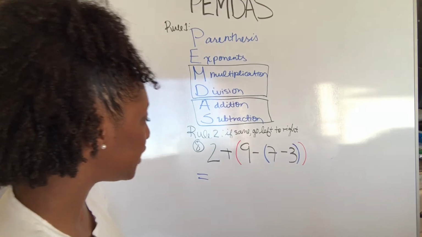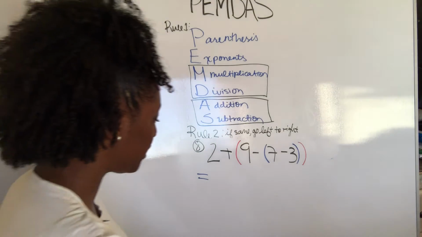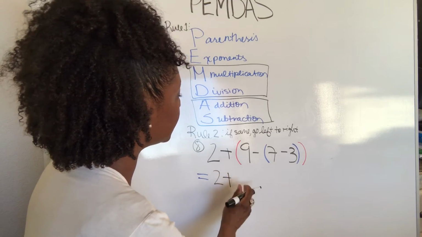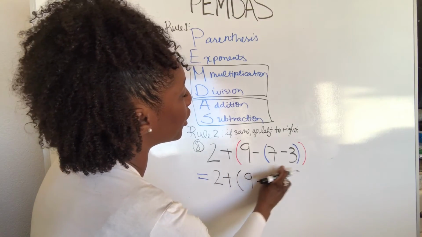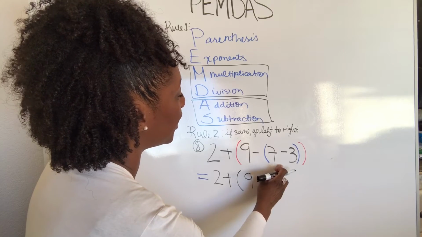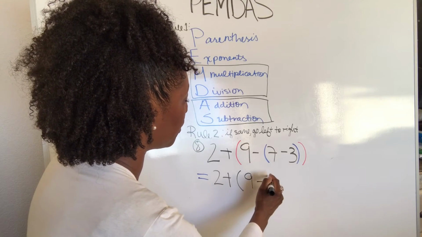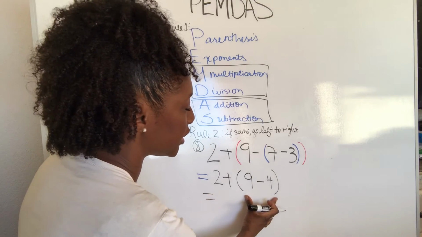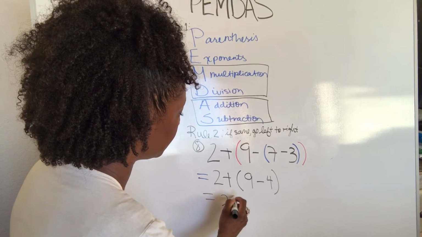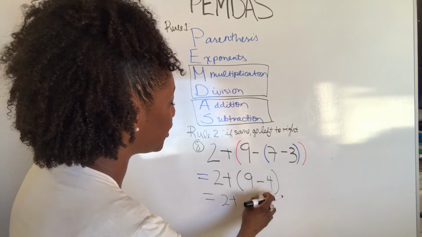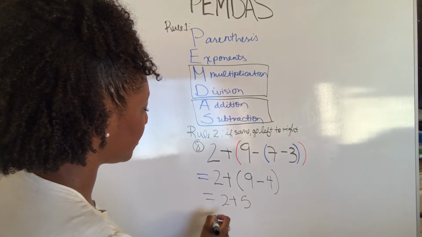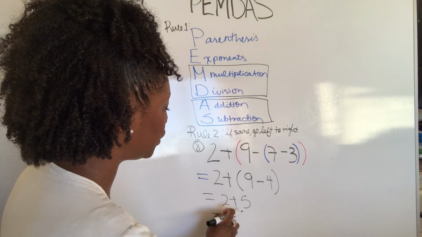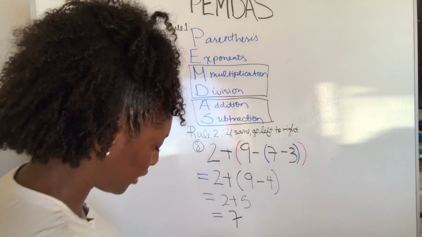So let's do what's inside the parentheses first. So that would be 2 plus 9 minus, and we're going to do this parenthesis first. 7 minus 3 equals 4. Now we're going to do what's in this parentheses. 2 plus 9 minus 4, which is 5. And now we just have regular addition and subtraction. We go left to right. 2 plus 5 equals 7.